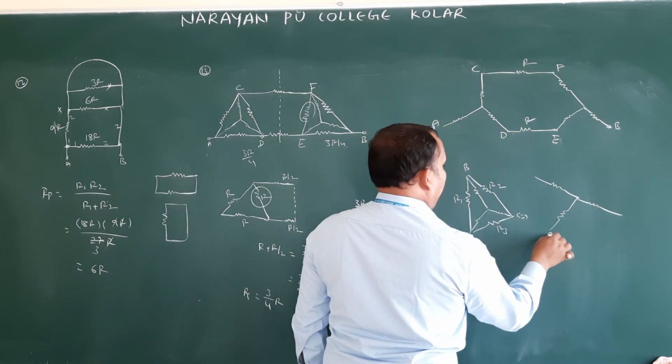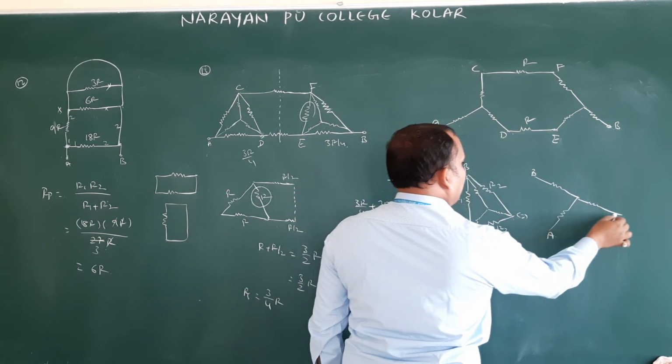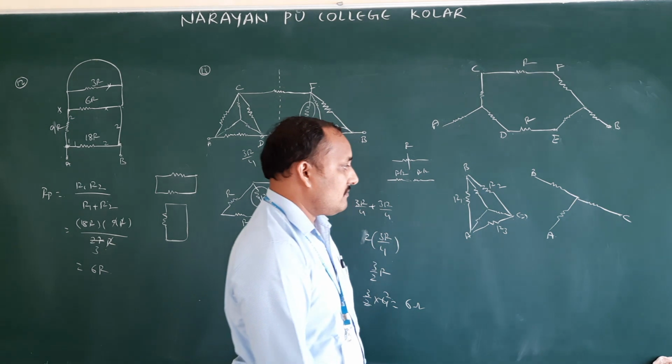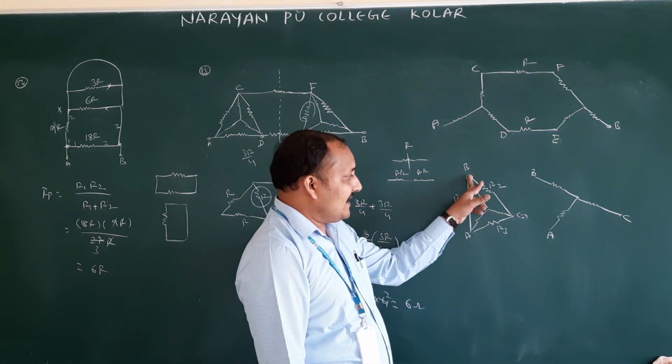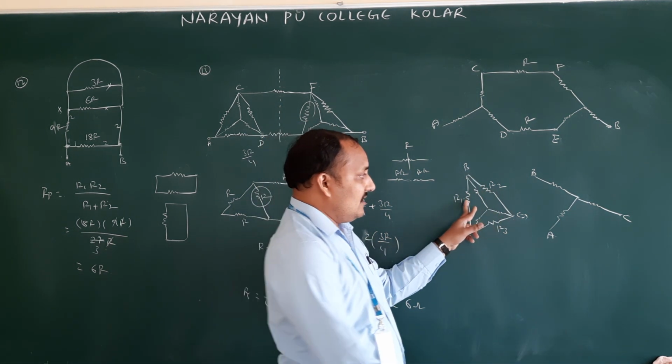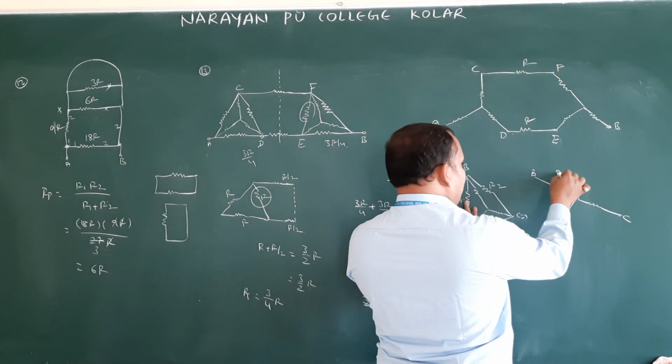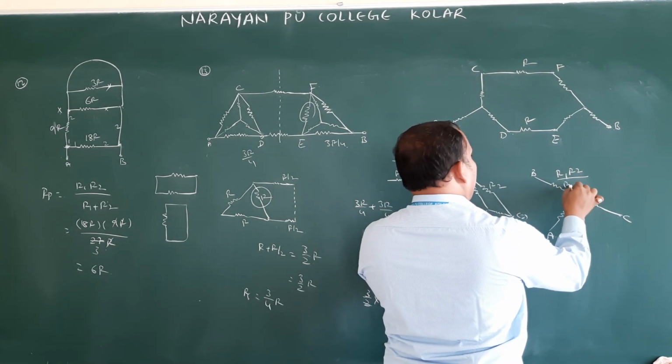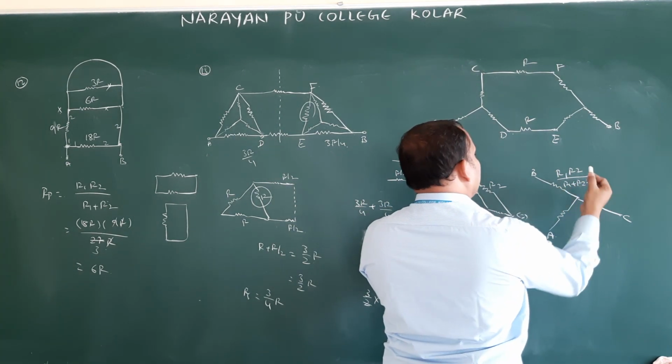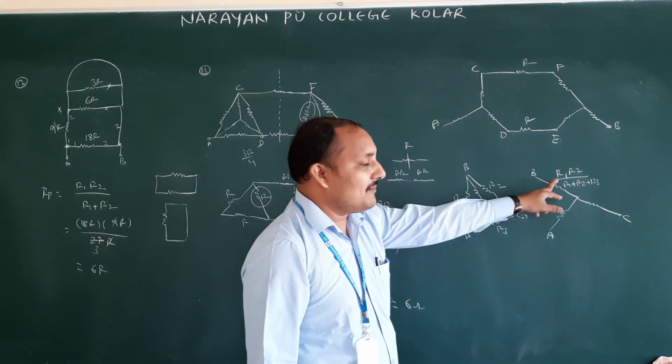This is A, this is B, this is C. Okay. So B you are taking means in between R1 and R2. Therefore this resistance is going to become R1 R2 by R1 plus R2 plus R3. So already this formula I gave for it.